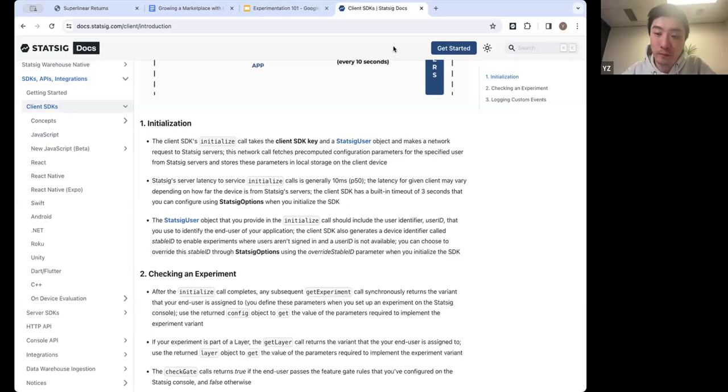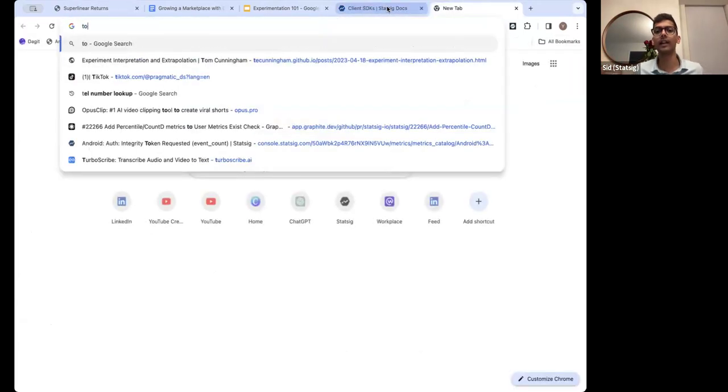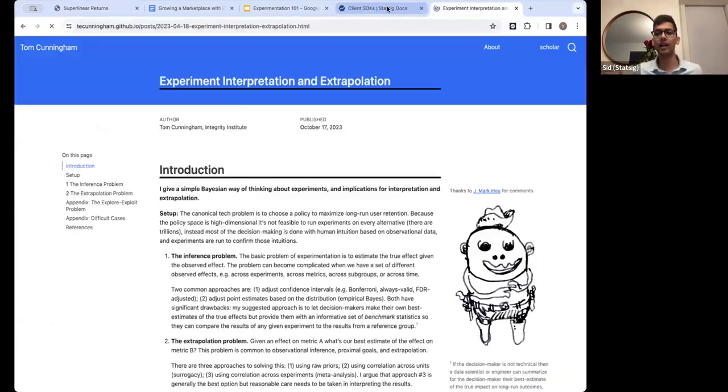So the next question is on quantifying the long-term effects of experiments, like months after the experiment ended. I saw a couple of questions along those lines, also on how to determine the length of the experiment. So can you just share some insights into that?